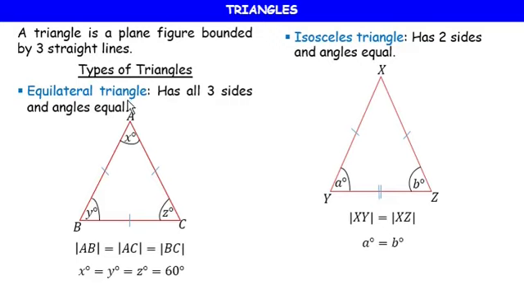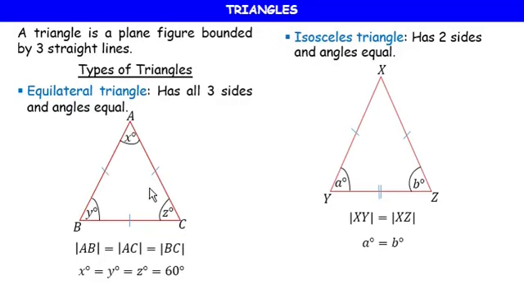So what's an equilateral triangle? An equilateral triangle is any triangle that has all 3 sides and 3 angles equal, right? So this is how we represent equilateral triangles. You usually see these 3 marks, and they are of the same number.